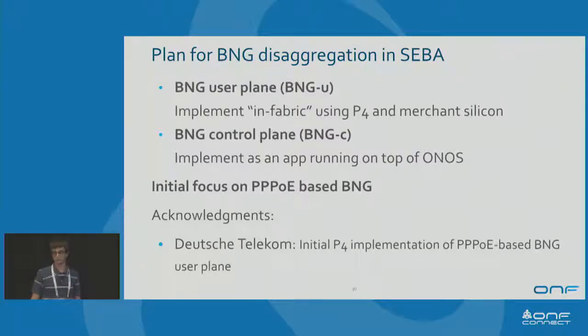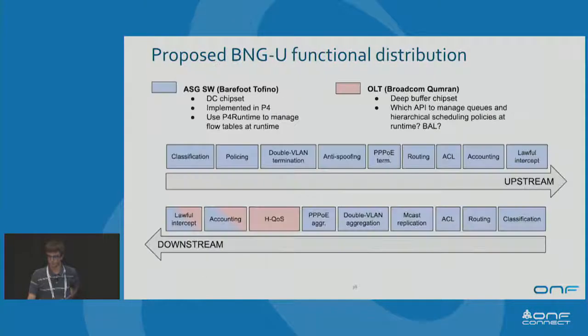The control plane instead can be implemented as a mix of applications running on ONOS and also exploiting possibly external control plane services and software. Our initial focus has been dedicated to a PPPoE-based BNG because, thanks to Deutsche Telekom, we have an initial P4 implementation of a PPPoE-based BNG user plane that we integrated inside the Trellis Fabric, fabric.p4 specifically.